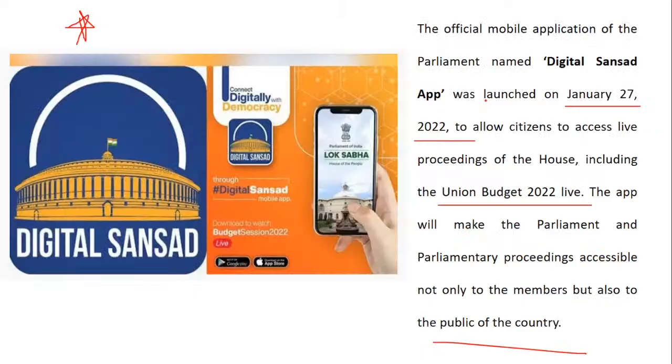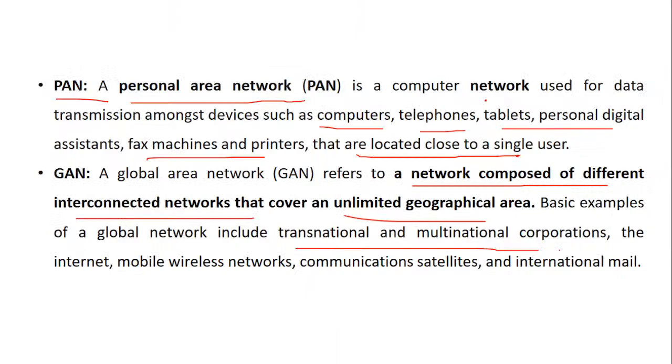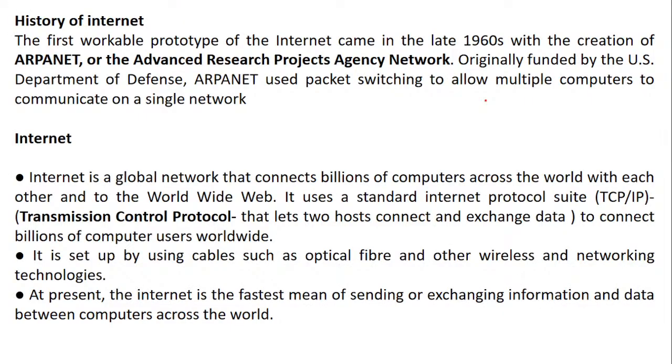Fine. So now let's go for the internet topic, the basics of internet, intranet and extranet. Let's start with the initial part, the history of internet. There can be a question on this, so I've added this paragraph. The first workable prototype of the internet, which came in the late 1960s, was with the creation of ARPANET, that is, Advanced Research Project Agency Network. Okay, this was the first internet.